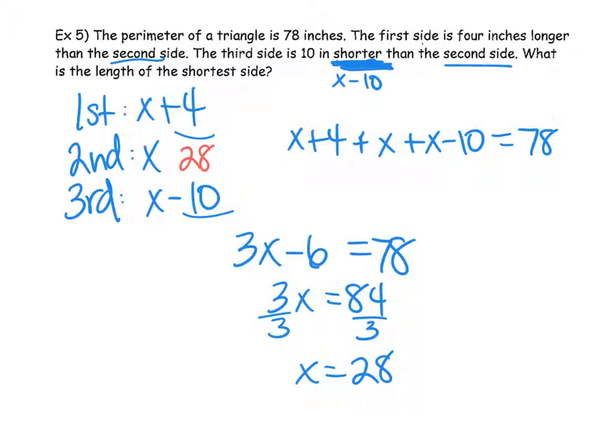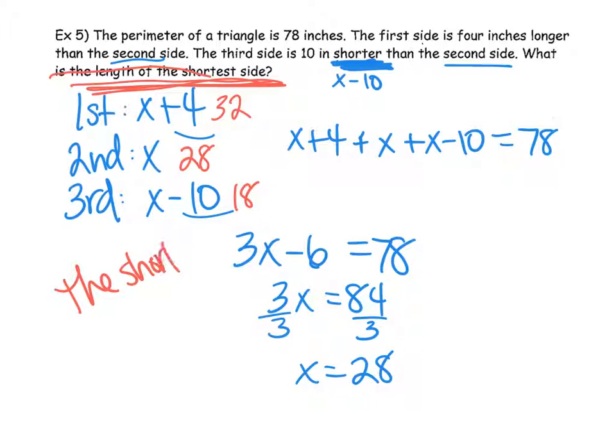Then you do 28 plus 4 for the first side, 32. And then for the third side, 28 minus 10, 18. So in red, you have the answers. What is the length of the shortest side? The shortest side is 18 inches. You need to answer in complete sentences. Super important.